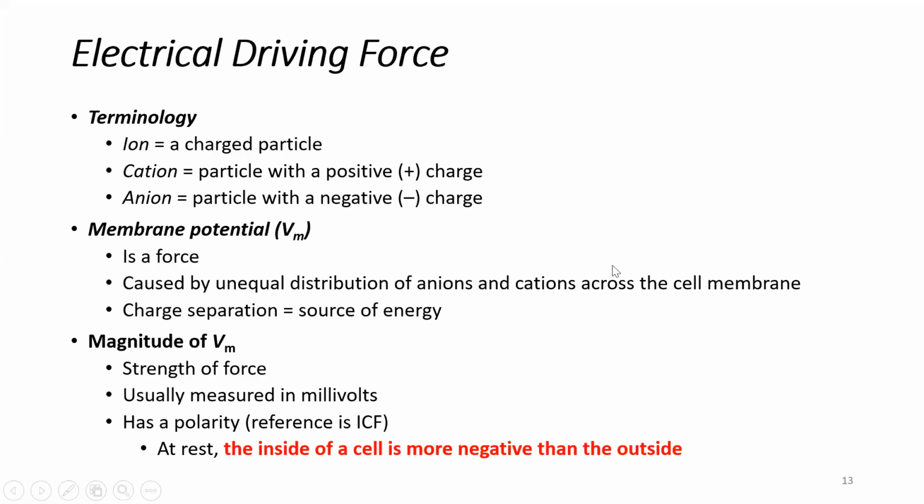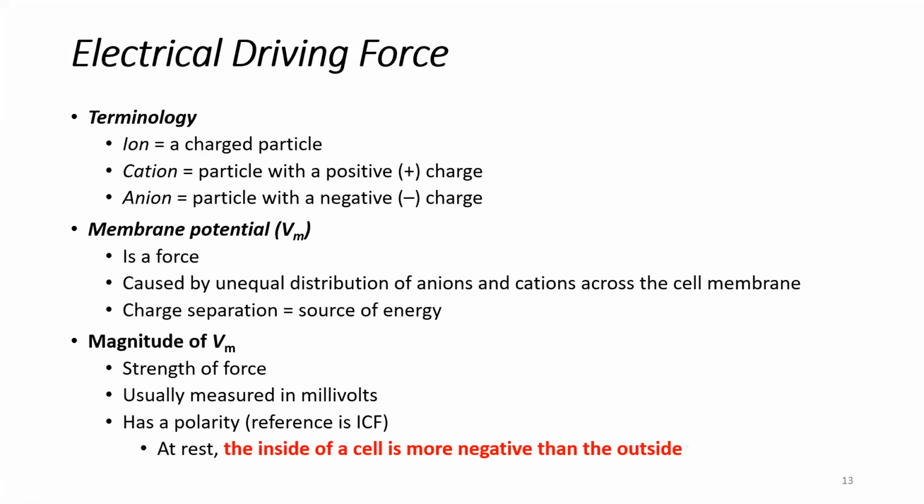And we illustrated that. We then began talking about the electrical driving force, and this is where we got to. So we introduced some terminology that's really important in understanding this electrical force, which is the difference between a cation, which is a positively charged particle, versus an anion, which is a negatively charged particle. And then we introduced this idea of the membrane potential.